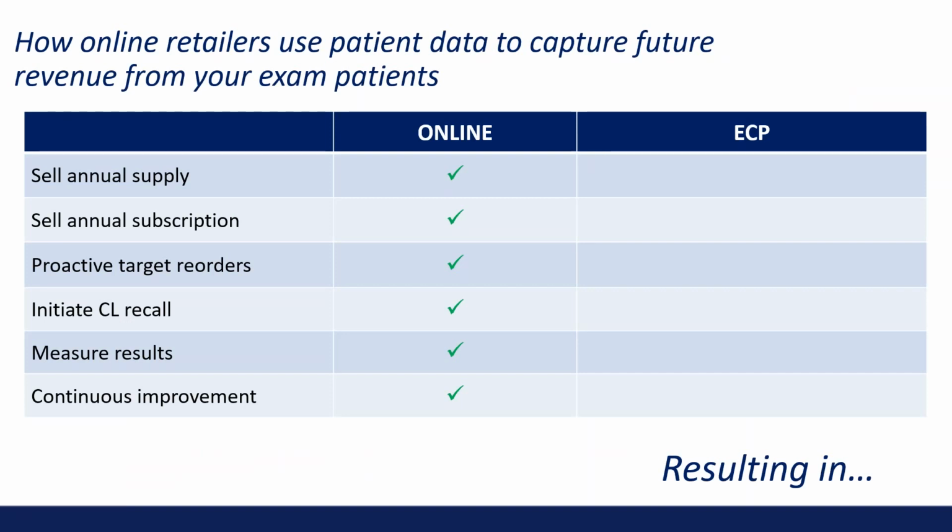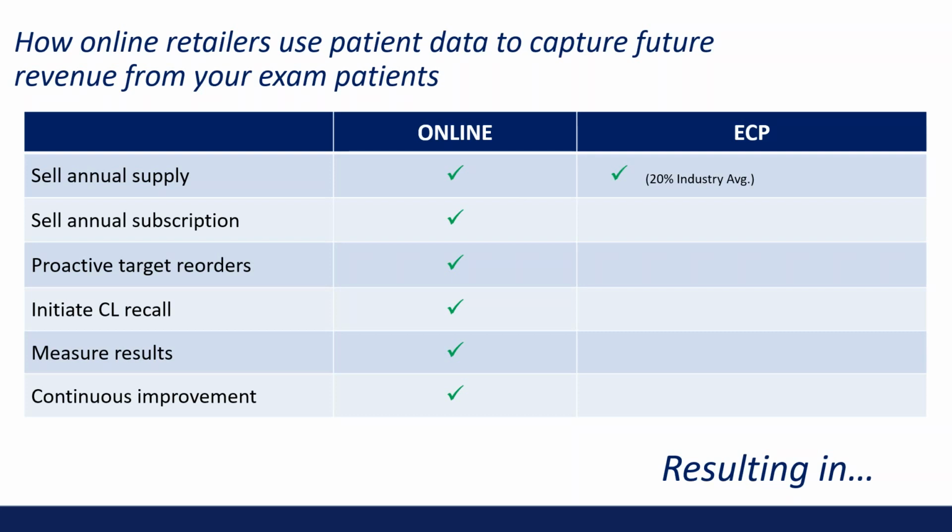So chances are Sarah's going to go online. I don't know if that's a surprise to anybody here, and here's kind of what you're up against. Online retailers are using the data that they're collecting from these online orders, and they're selling these patients annual supply. And there's really no restriction on how much they're going to sell them or how close to the exam date. And while it's true that ECPs could really sell annual supply to help retain patient revenue, the industry average is only 20% of those patients are going to be retained.